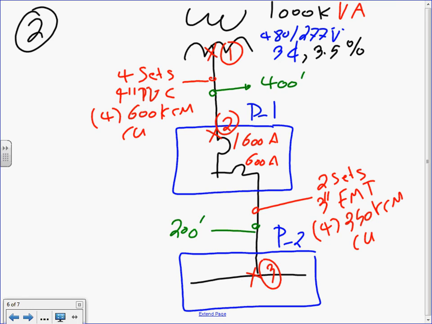I have 4 sets in a 4-inch PVC conduit, 4 conductors, 600 kcmil copper. For this feeder, I have 2 sets, 3-inch EMT conduits, 4 conductors, 350 kcmil copper. And I need to find the short circuit rating of all these equipments, the withstand rating for the equipment. This is panel P1 as well as P2. You can call them any name you want.